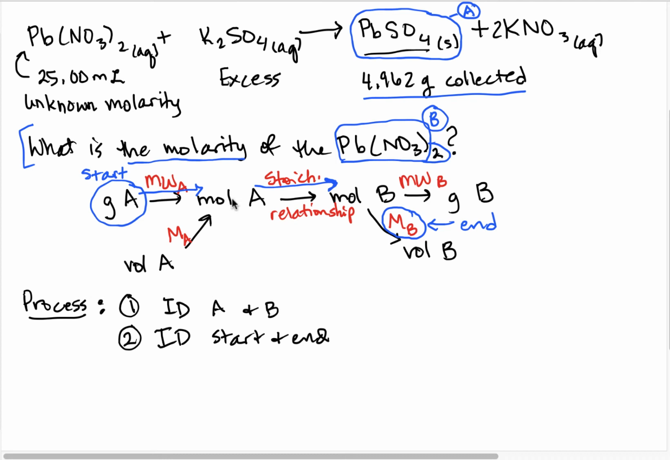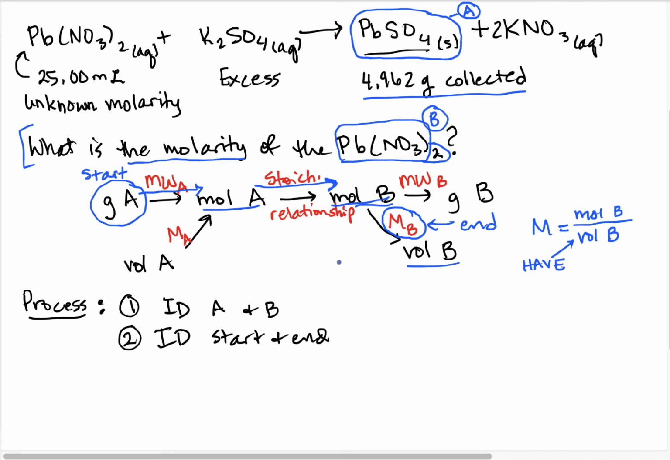So we need to go grams to moles, moles to moles, and then look, we have moles, we have volume. At the very end, we're going to calculate the molarity by setting up moles of B divided by the volume of B, which we already have. All right, so this is our strategy.